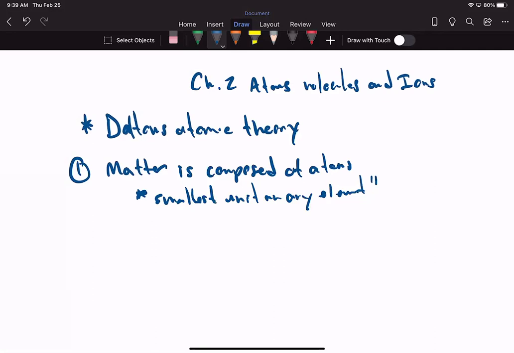Elements consist of only one type of atom, right? So if I have gold, all of the atoms that make up that gold are gold atoms. I don't have silver atoms in there. I don't have copper atoms in there. I don't have zinc atoms in there. I don't have hydrogen atoms in there. If I have gold in my hand, all of the atoms in there are the same, of one type, and they're only gold atoms.